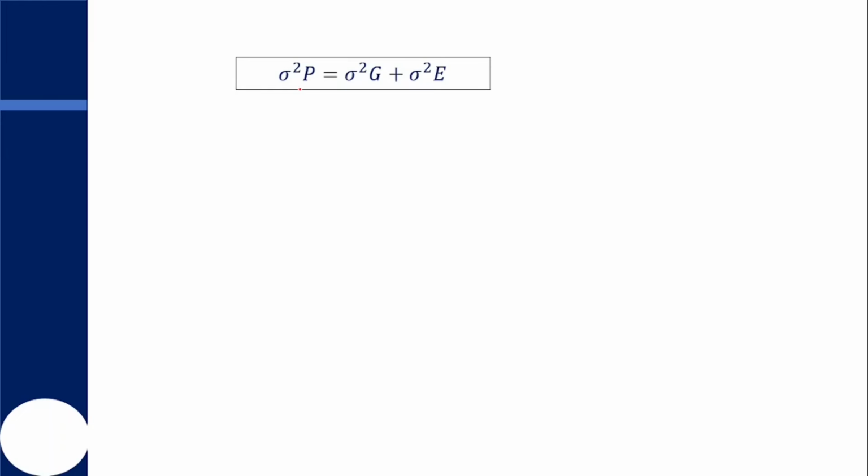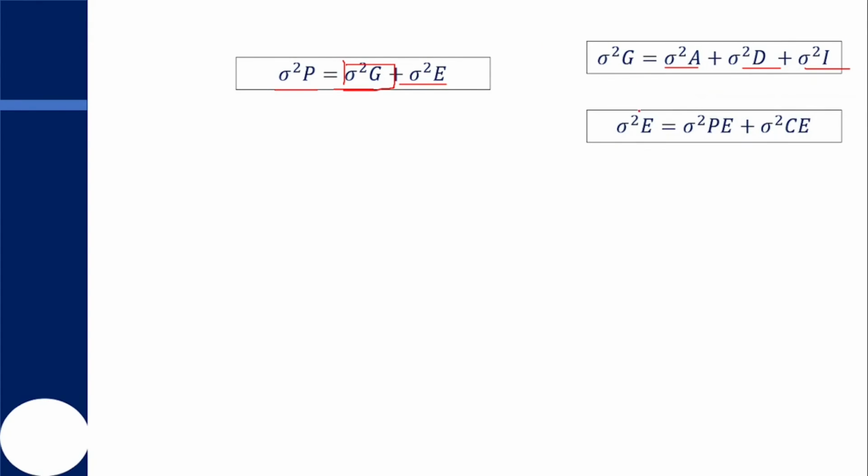In the start, I explained the phenotypic variance model as sigma square P is equal to sigma square G plus sigma square E. Then we partitioned this sigma square G into three components, which were sigma square A, sigma square D, and sigma square I. And we also partitioned environmental variance into permanent environmental variance and common environmental variance. But again, as I have mentioned, these environmental variances are mostly ignored.